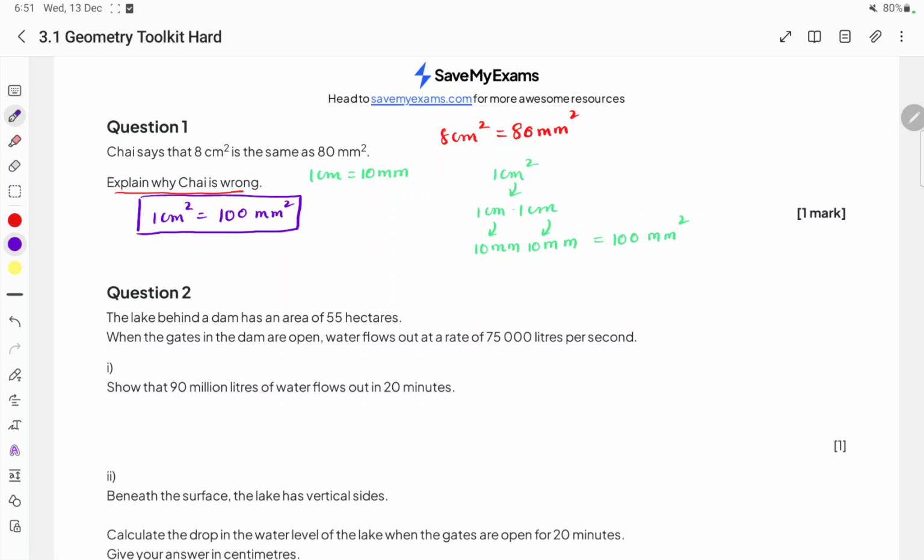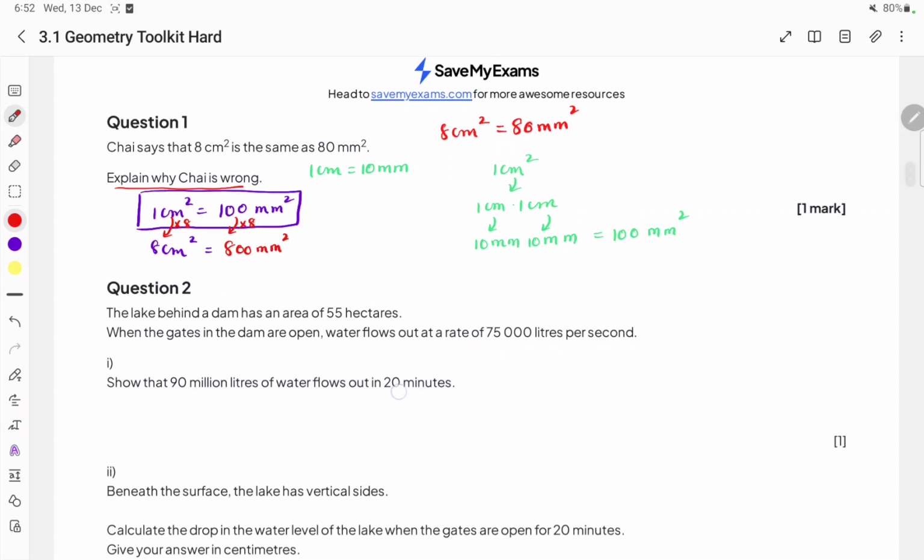Here they are asking to calculate 8 centimeter square. So 8 centimeter square will be equal to, see here, this side if I multiply with 8, here also I have to multiply with 8. So it is 8 into 100, 800 millimeter square. So 800 millimeter square is the correct answer and the 80 they have given is wrong. Okay, so this is the explanation for the first part.